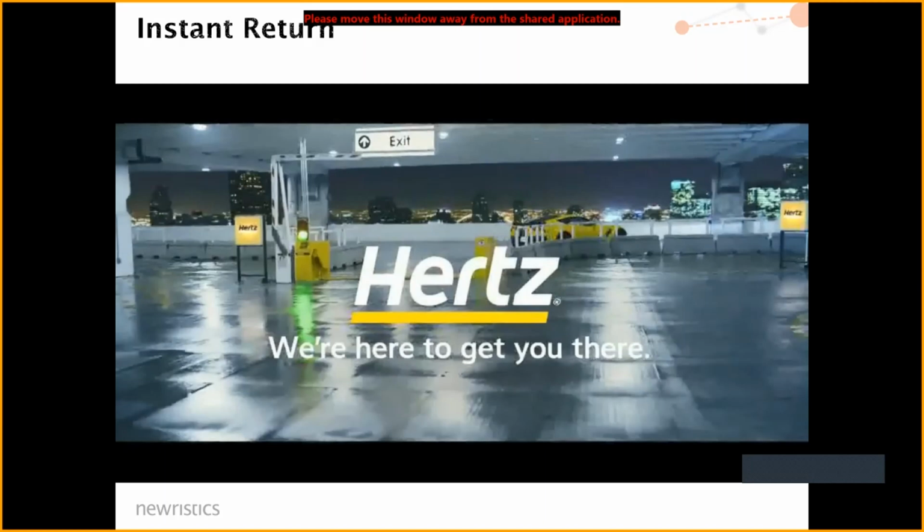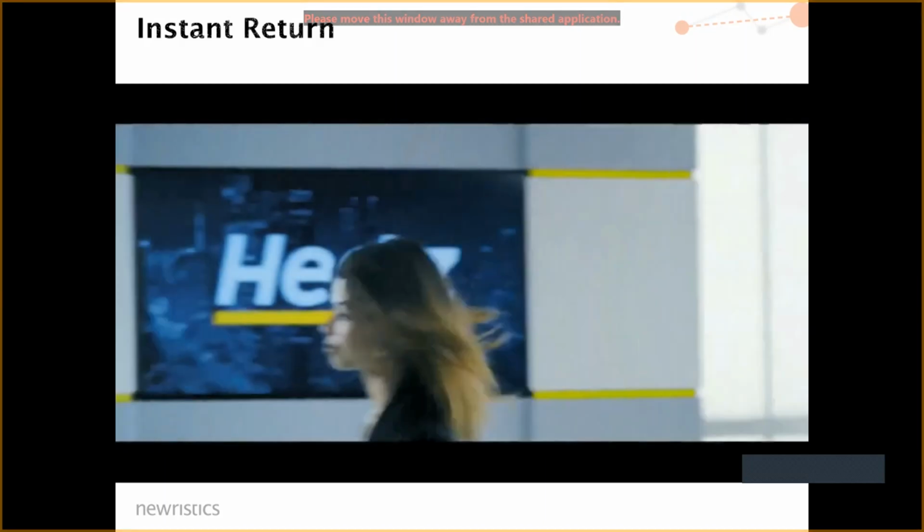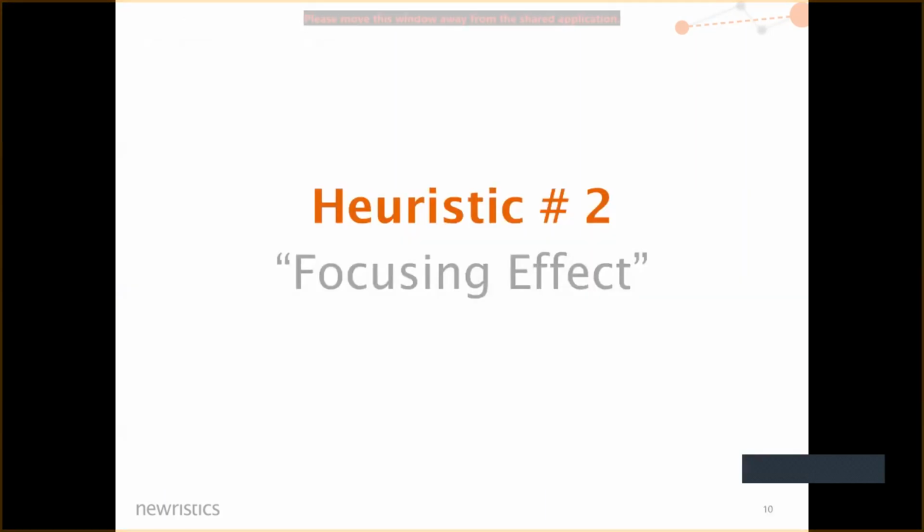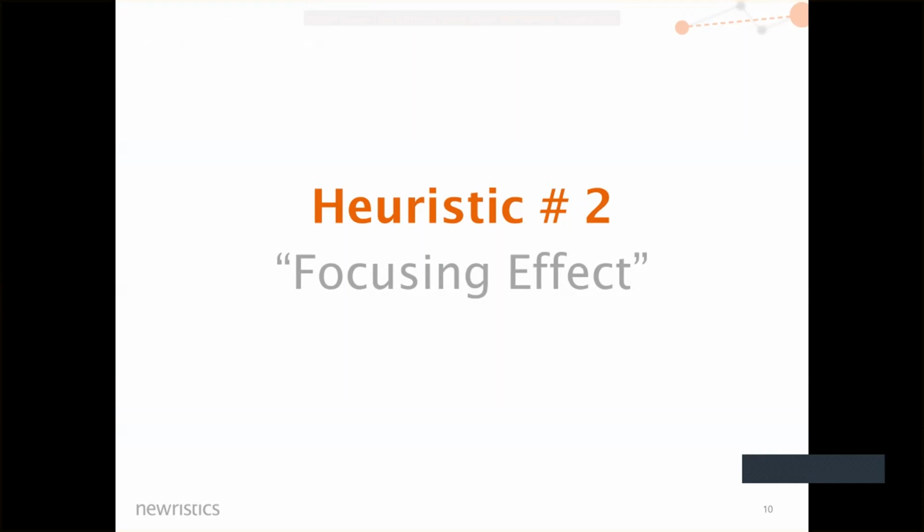So lots of examples, some from the pharmaceutical industry, some from consumer goods, to help you understand what this heuristic is and how you may be able to use it. The next heuristic we're going to focus on, pardon the pun, is focusing effect. So let me introduce what that heuristic is first.